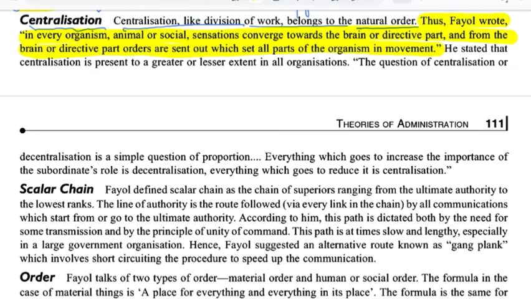Everything which goes to increase the importance of the subordinate role is decentralization. Everything which goes to reduce it is centralization. It means in every organization there is an existence of both centralization and decentralization.